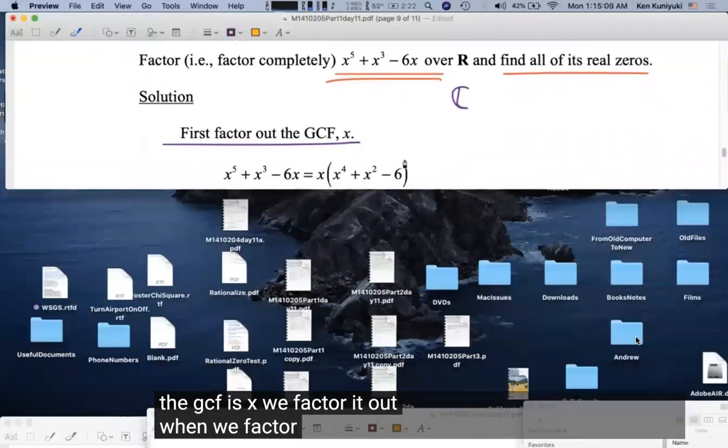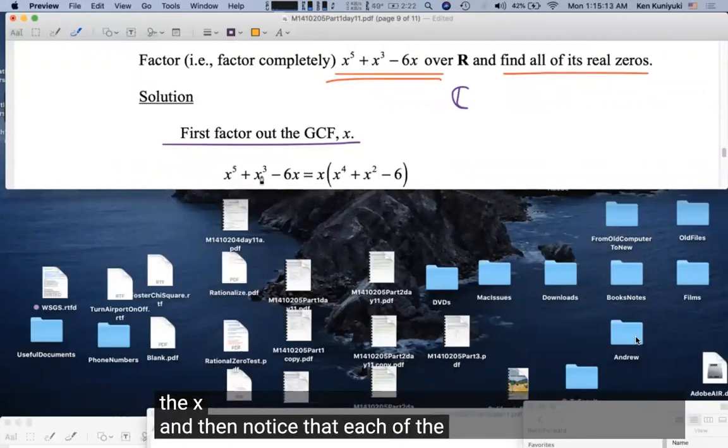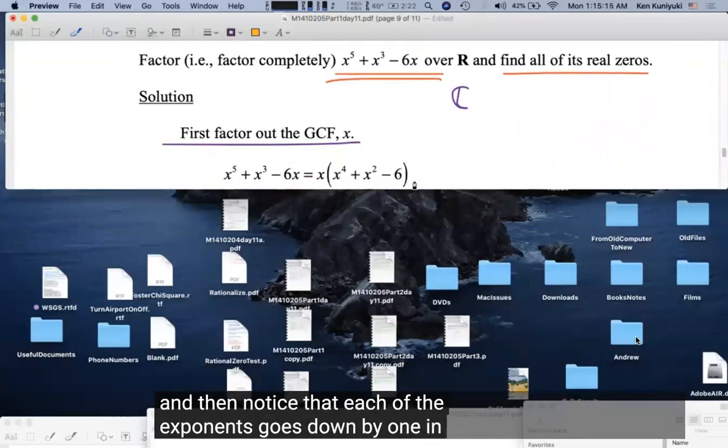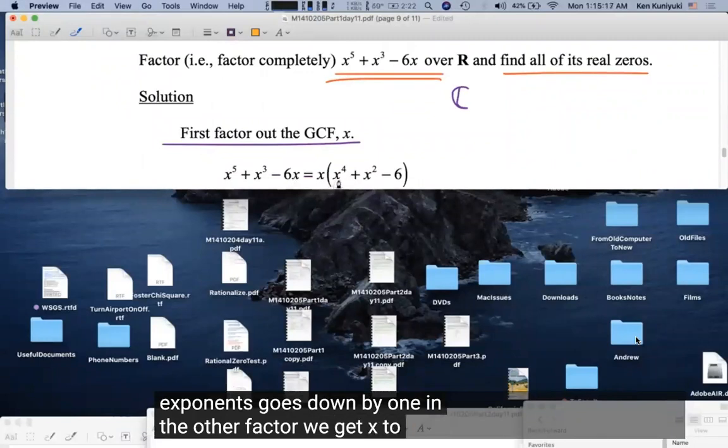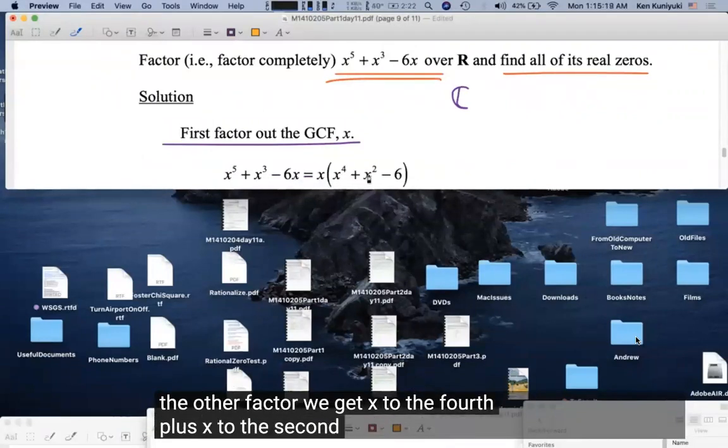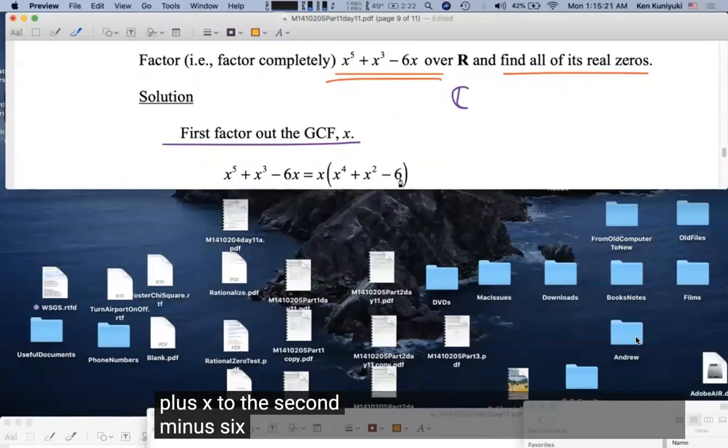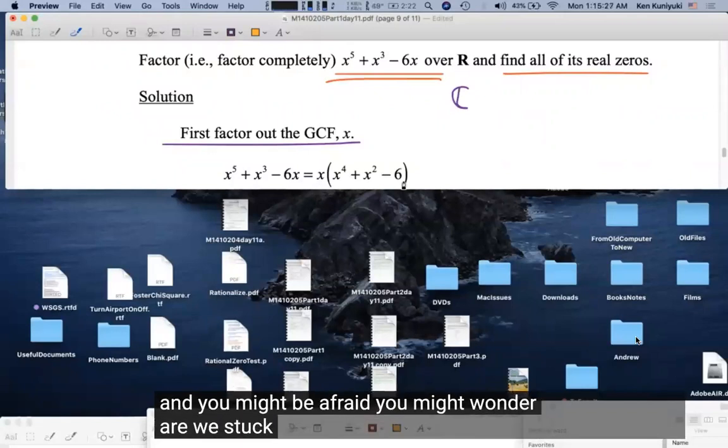When we factor, we divide. We factor out the x, and then notice that each of the exponents goes down by 1. In another factor, we get x to the fourth plus x to the second minus 6. Now here, we have a fourth degree polynomial. And you might be afraid. You might wonder, are we stuck?